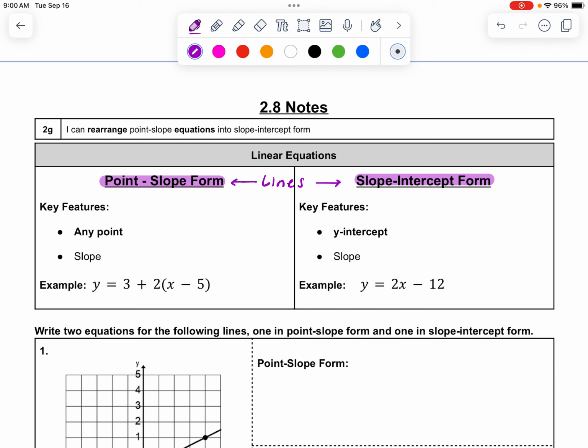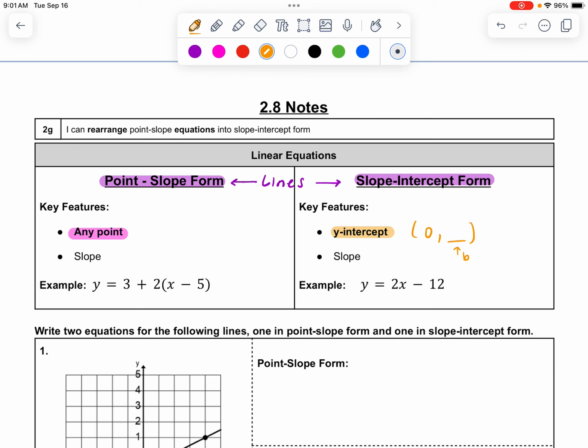The only difference is what we use as our starting point. For point slope form, we can use any point as our starting point. It does not have to be the y-intercept. But for slope intercept form, the starting point has to be the y-intercept. It has to be the point where x is 0 and our b is the y value. So the only real difference here is what starting point we're allowed to use.